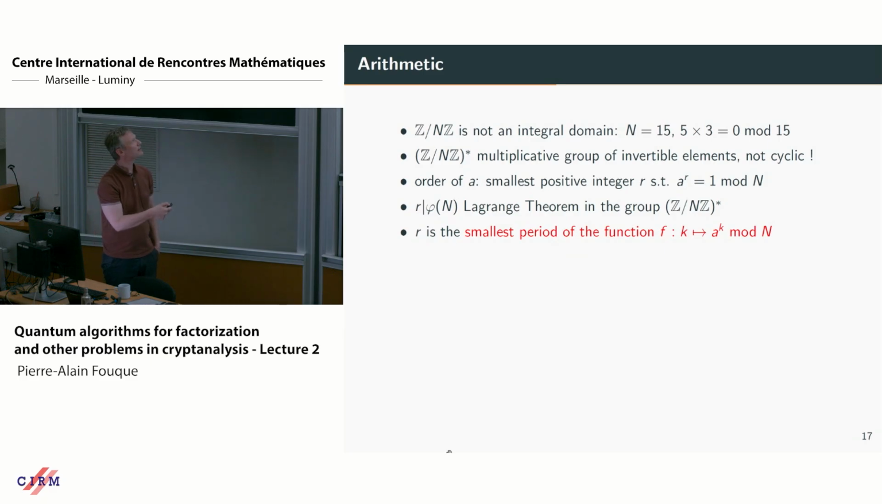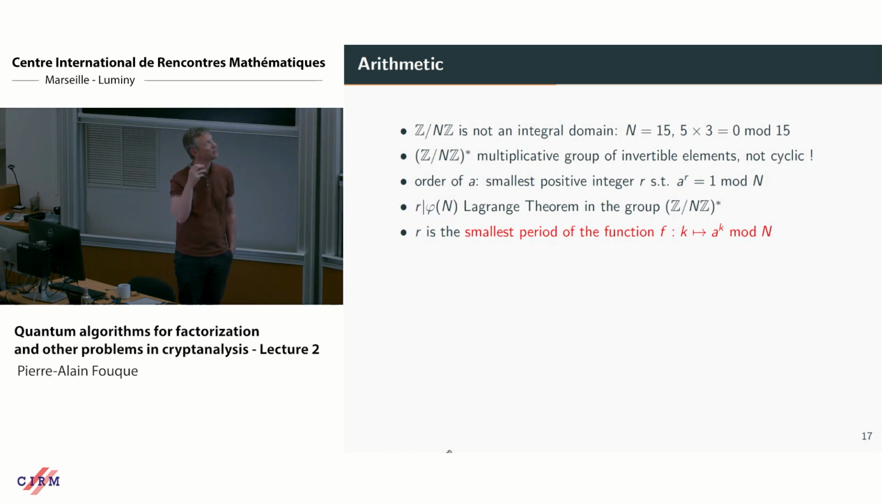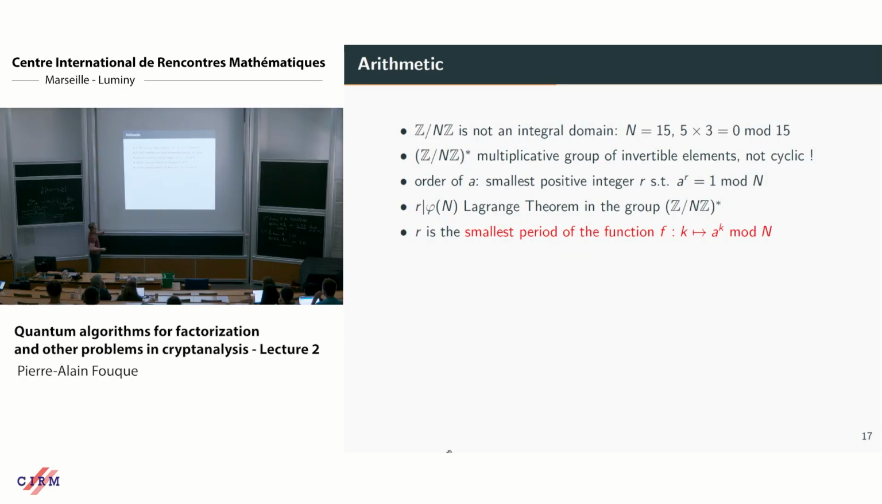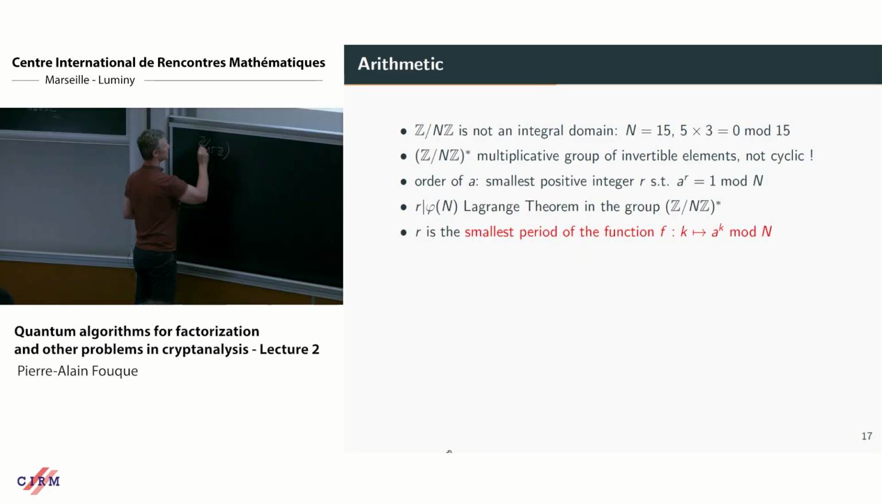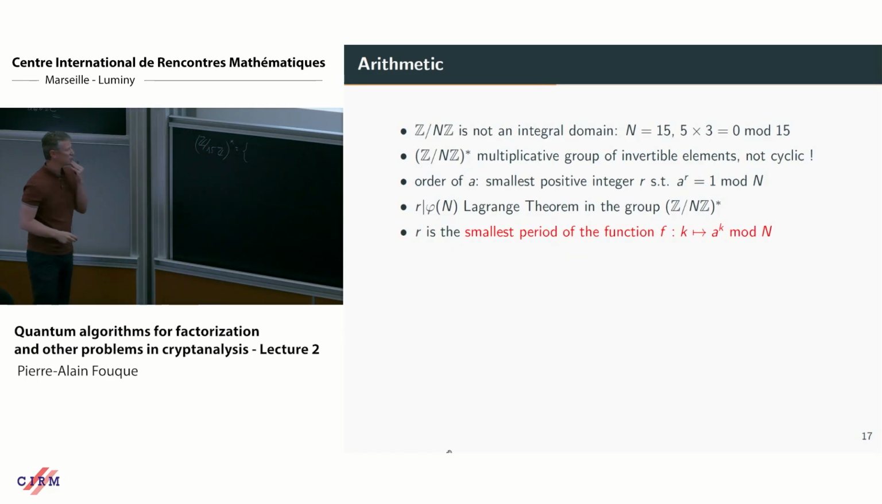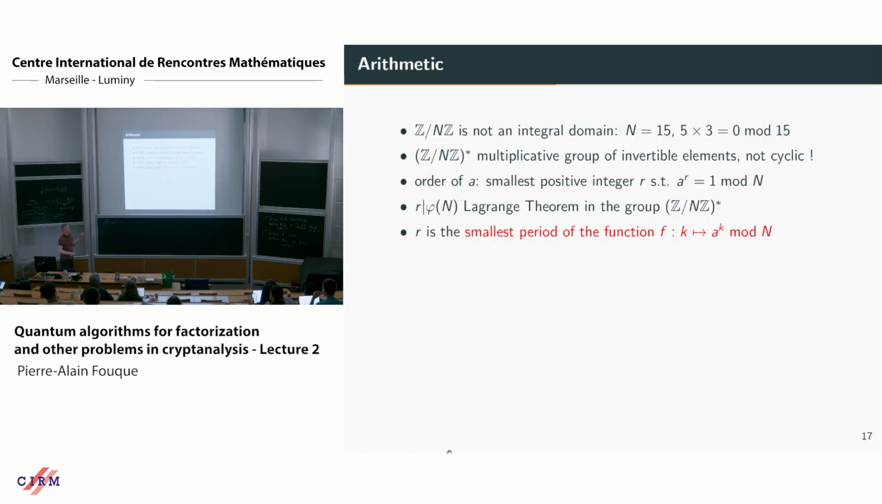Yes, so this set, in fact, is a multiplicative group. All elements, and this is called the multiplicative group of invertible elements. In this set, all elements are invertible, and it's not a too complicated group. It contains a few elements. For instance, for (Z/15Z)*, it contains all elements such that the GCD between the element and 15 is 1.